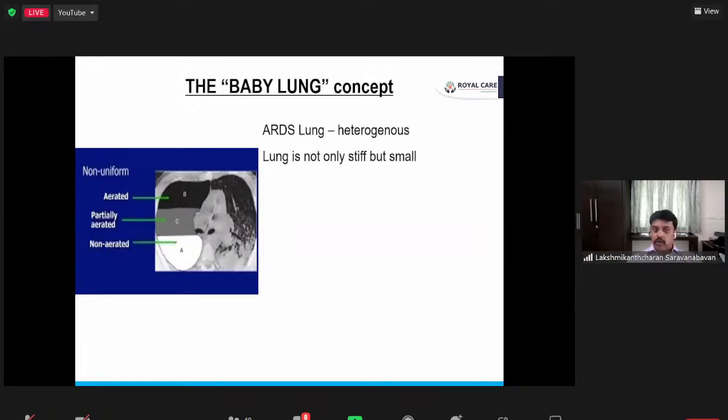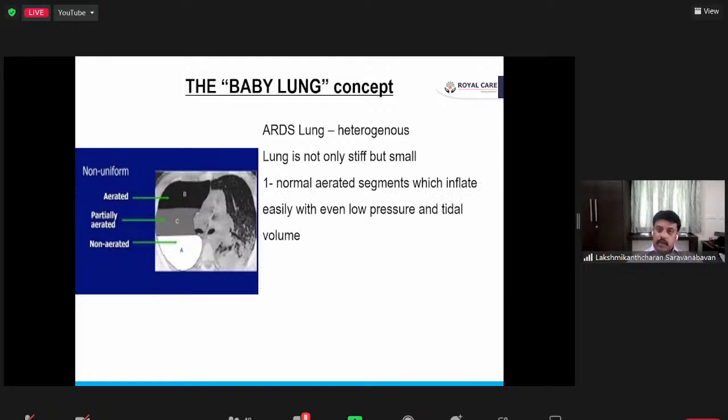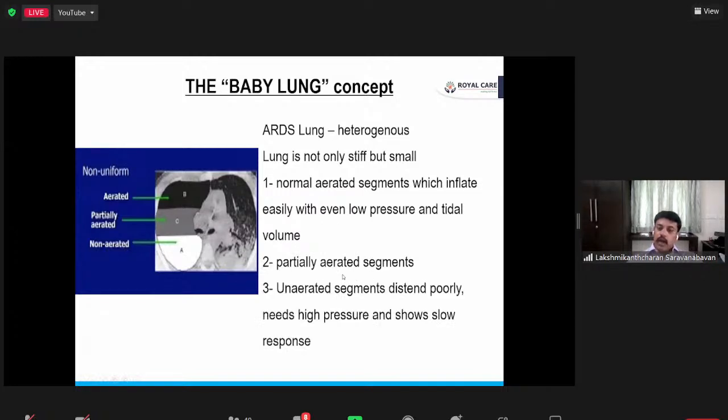The lung is not only stiff but also small. It is as small as a baby lung. The amount of normal lung being ventilated is very small, almost equal to the lung of a 6 or 7-year-old child. When you ventilate it with the normal tidal volume required for an adult, this baby lung is not able to tolerate it. So basically, the lung has a normal aerated segment which inflates easily, even with low pressure and tidal volume. These are called fast alveoli. They need very low pressure to open up, and they aerate better. In between, there are partially aerated segments, and posteriorly there are predominantly unaerated segments which distend very poorly, need very high pressure to open up, and show a slow response.